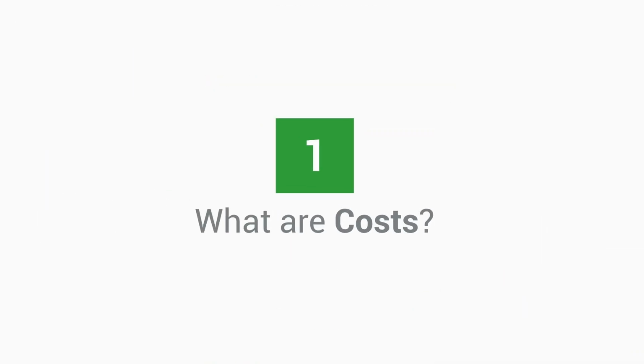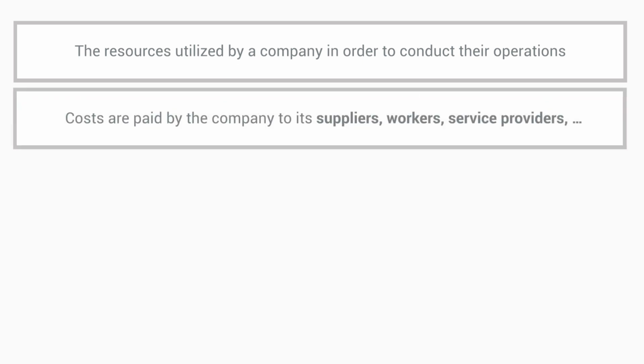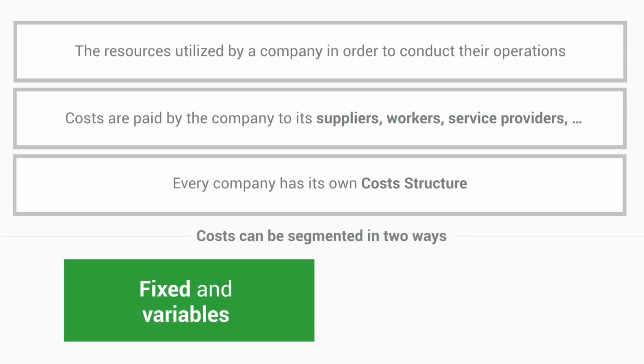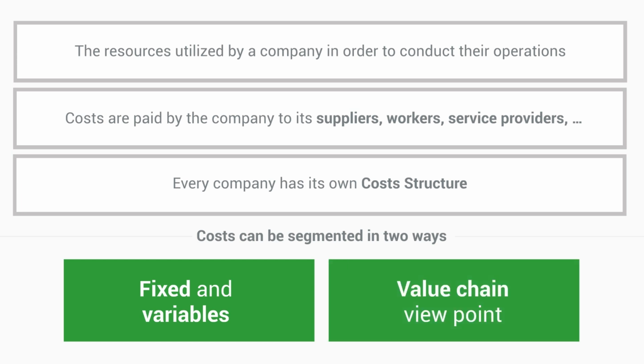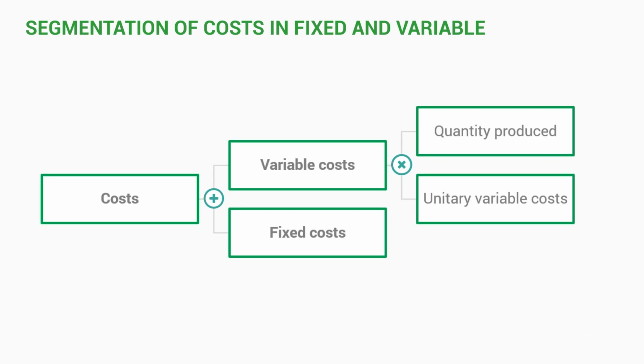Now let's have a look at costs. A company's costs are a measure of the resources it utilizes in order to conduct its operations. Costs are paid by the company to its suppliers, workers, service providers, and other agents. As with revenue, each company has its own distinct cost structure. Costs can be segmented in two different ways, either into fixed and variable costs or according to a value chain approach. Let's start with the first way to segment costs, into fixed and variable costs.